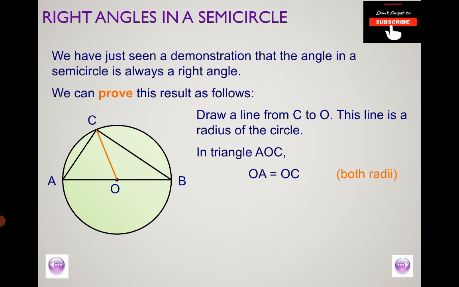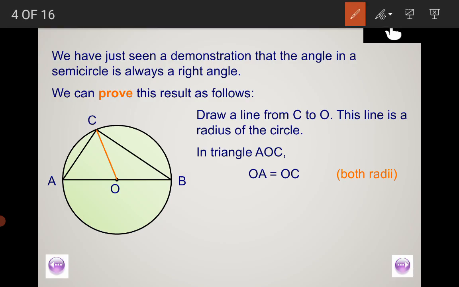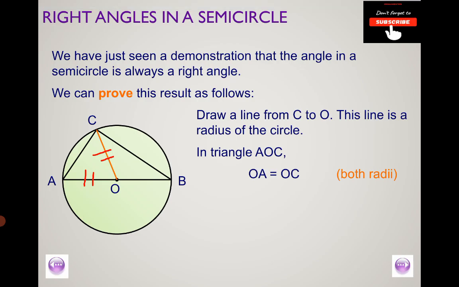Both of them are radii, meaning that they are originating from the center to the circle. So lines drawn from the center of a circle to the circumference are called radii. So these two lines are equal. So what are we saying? We are saying this line here is equal to this line. They are radii. Okay, so radii, especially radii of the same circle, are equal to each other.